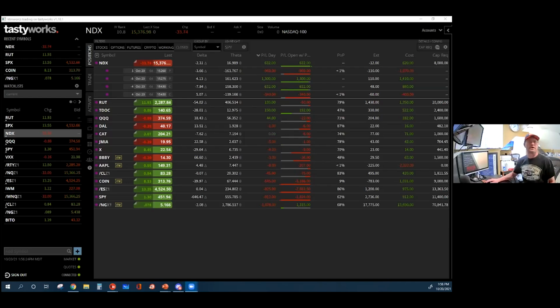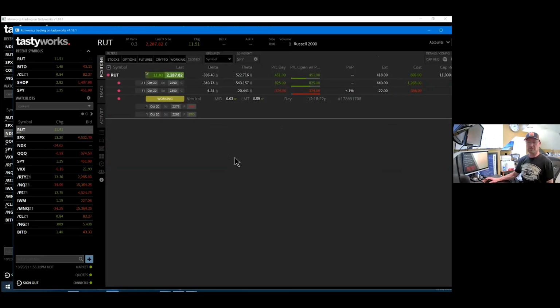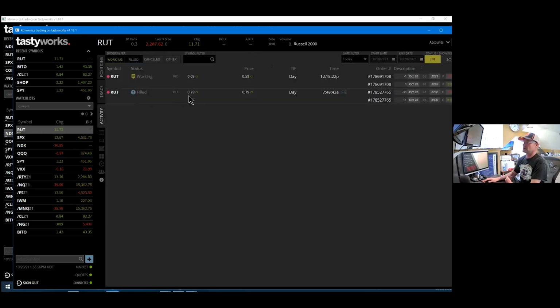Getting down to the wire here, and I think that I'm going to hopefully be in a position on my Russell that I don't need to roll it. Hopefully. Price action looks okay. We've got about 3 minutes to go here. Solidly in the profits right now. I did that trade for 79 cents.